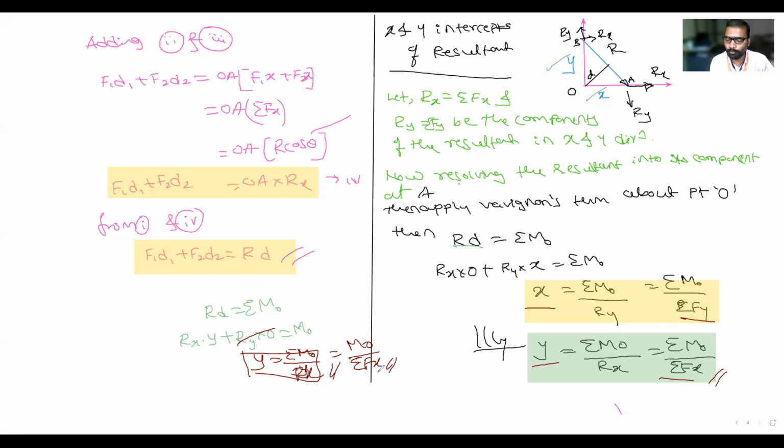We will solve some more problems. How to find the moment, how to apply Varignon's theorem, and also how to find the x and y components. You will come to know. In the next class we will solve the problems also, so that you will understand.